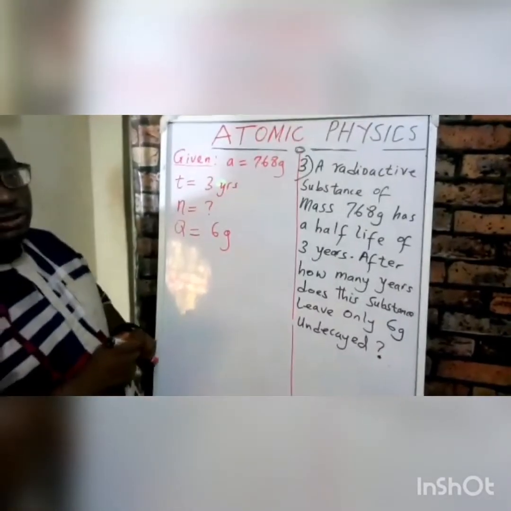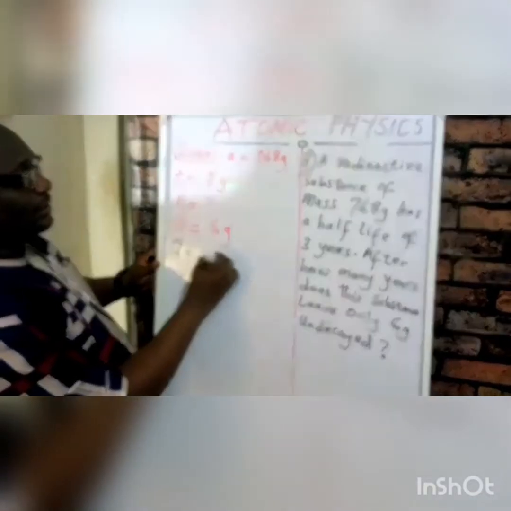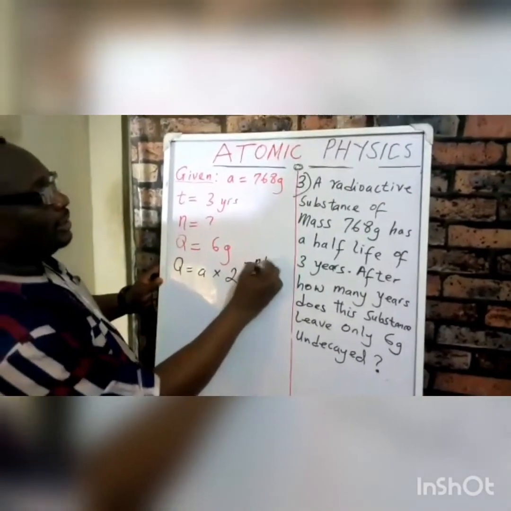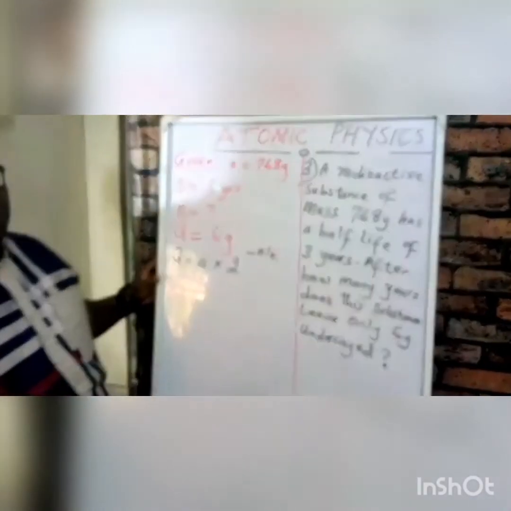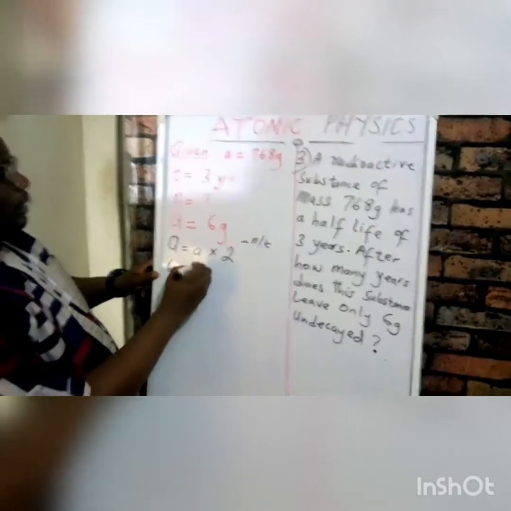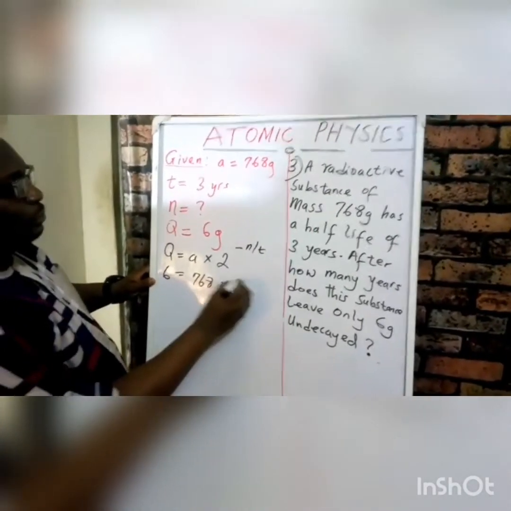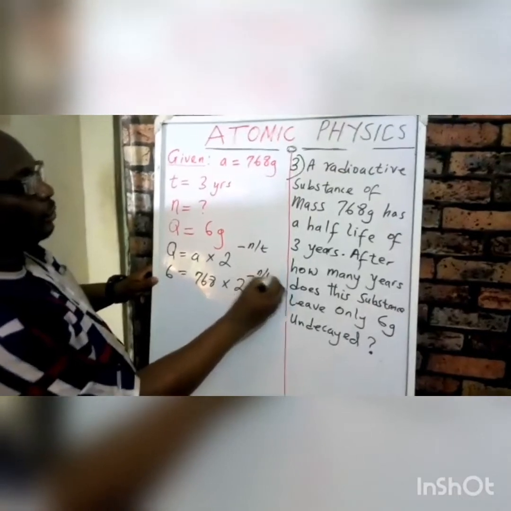It's called the exponential decay formula, and it's written as Q equal to A times 2 raised to the power minus N over T. And we're going to employ this once again for this question. 6, I'm inputting the data, is equal to 768 times 2 raised to the power minus N over T.